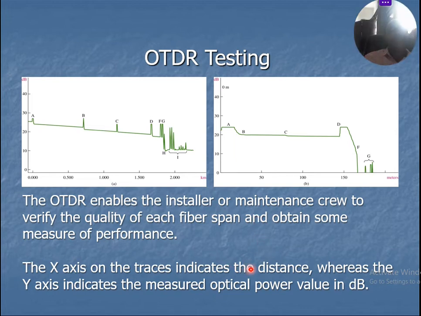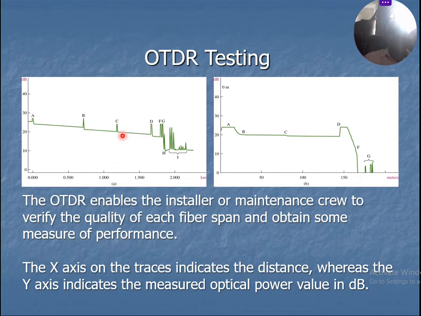The OTDR enables the installer or the maintainer, the network administrator, or network technician, whatever your status is, or the maintenance crew, to verify the quality of each fiber, the lifespan of each fiber, and also obtain some measurement of performance, how the fiber is doing. So with this OTDR, you can tell the quality of the fiber, the lifespan of the fiber, how long it can stay, from your calculated result.